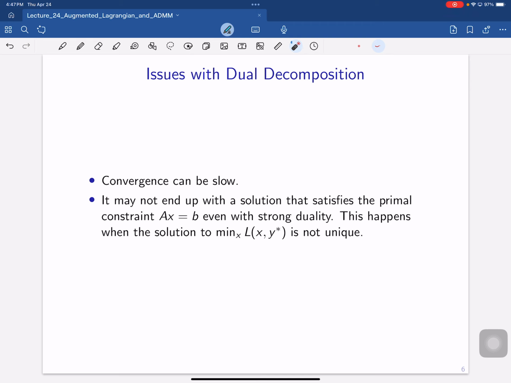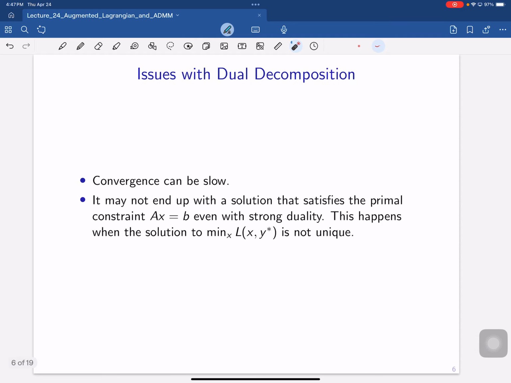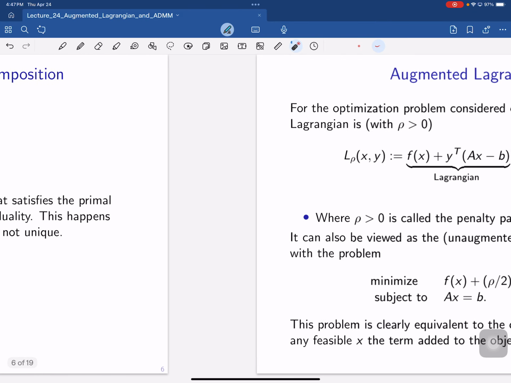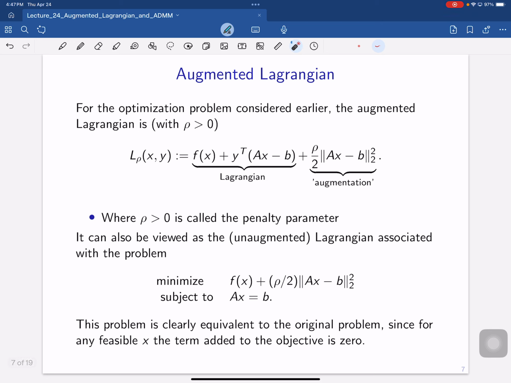Okay, let's see if there are any questions here. Okay. So now let's try to address this issue by introducing the so-called augmented Lagrangian methods. Okay, from the name you can guess how it looks like, right? You will have this Lagrangian term plus a so-called augmentation term.